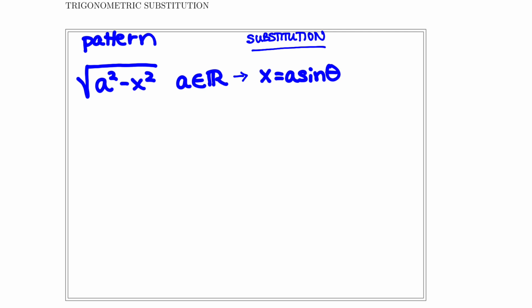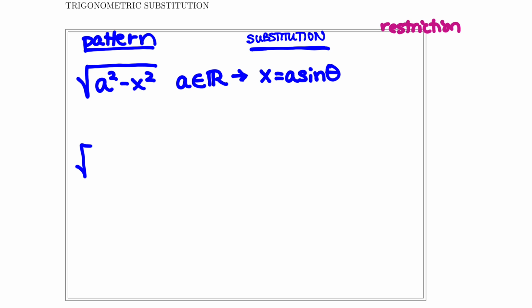Now we'll talk about why, and we'll talk about the restriction on it afterwards. So let me just put a third column here, which is restriction. We'll talk about why we have a restriction, but that's after we get our brains going and talk about where this all comes from. So right now, all I'm going to tell you is if you see the pattern square root of a squared minus x squared, where a is a real number, you will make the substitution x equals a sine theta, okay?